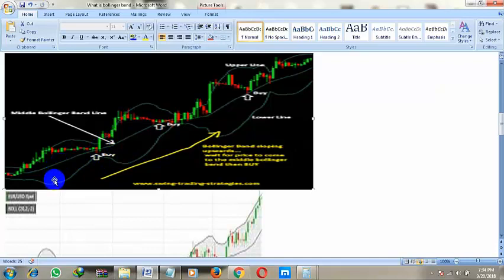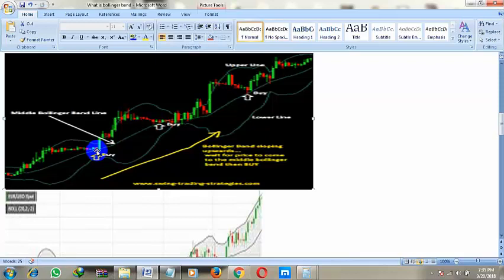Now, if you look at this band, you see this squeeze, when the upper and the lower band come together and squeeze the simple moving average. That's the middle line here, okay? That is a strong indication that something big is about to happen, okay? Now, let me explain this squeeze very well. It is a central concept of the Bollinger band.